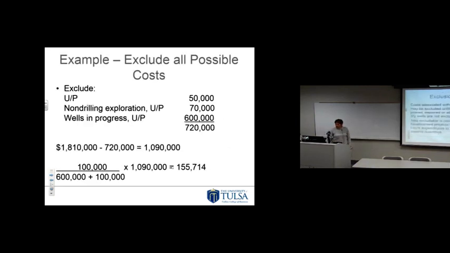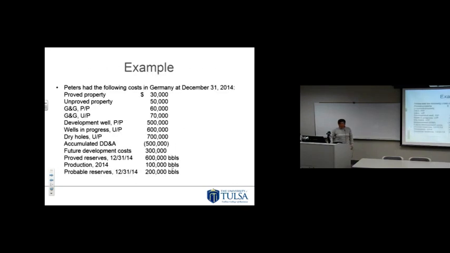So if we go back for a minute to our example, we're just going to go down. What's excludable? First line, proved property, $30,000. That's not excludable. Not associated with unproved property. Unproved property is the second line. Yeah, that's excludable. That's not abandoned fields. Those are unproved properties. They may one day give us reserves. So until we know what's going to happen to those fields, we can exclude that $50,000.